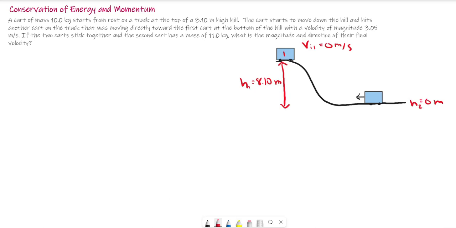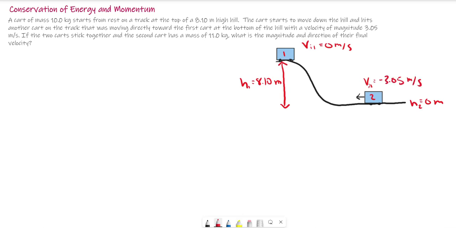Call this height 2. And this is cart 2. And we're told that this cart is moving toward the hill and toward the other cart with a velocity magnitude of 3.05 meters per second. So the magnitude is 3.05 meters per second. However, it's going in the opposite direction of the other cart. So the velocity of cart 2 is initially negative 3.05 meters per second.